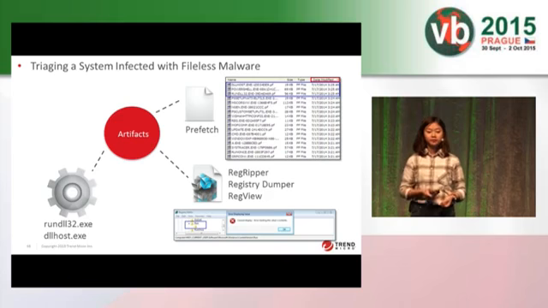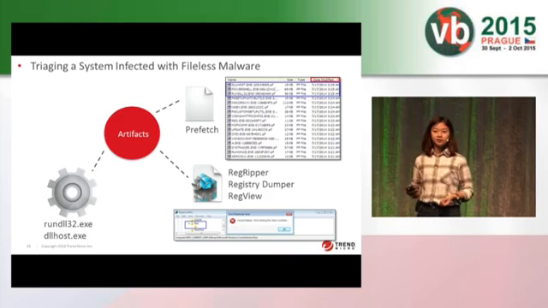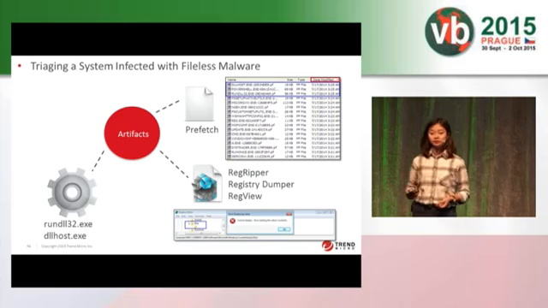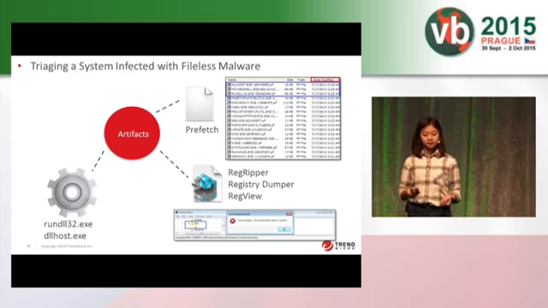Triaging a system infected with fileless malware. Although the infection is fileless, it doesn't mean that there are no traces anymore, right? For example, we know that Poix runs rundll32 and then dllhost. So we could check the prefetch folder since it contains lists of files which are executed in sequence. We could check it by date modified.